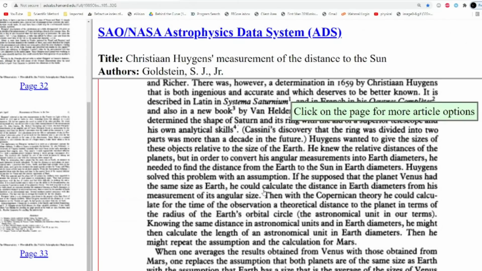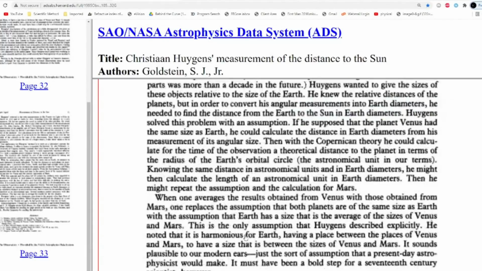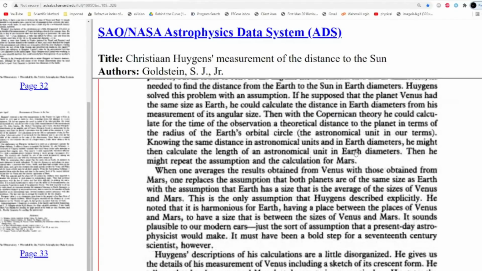If he supposed that the planet Venus had the same size as Earth, he could then calculate the distance in Earth diameters from his measurement of its angular size. Then with the Copernican theory, he could calculate for the time of the observation a theoretical distance to the planet in terms of the radius of the Earth's orbital circle, the astronomical unit in our terms. Knowing the same distance in astronomical units and in Earth diameters, he might then calculate the length of an astronomical unit in Earth diameters. He might then repeat the assumption and the calculation for Mars. This is how you get the distances. Once you get one, if you assume one, you then get them all.